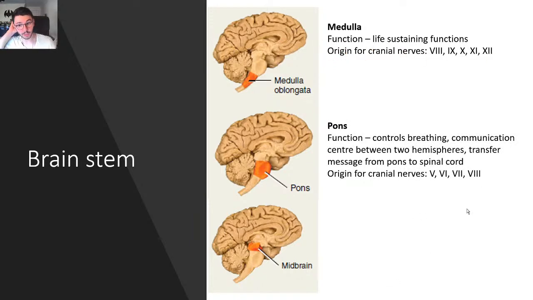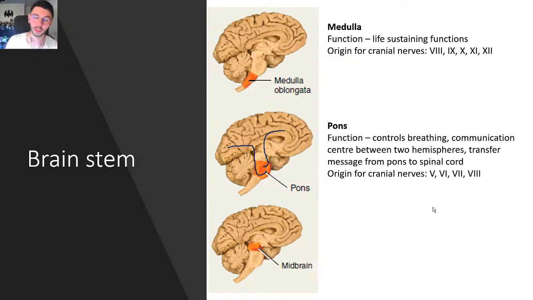Pons. So pons, once again, it's very similar. You have pontine nuclei which relay functions and they help communication between the two hemispheres. So if you can imagine, you'll have a signal like this that goes through here, gets relayed, and goes to the other half. So it also helps control breathing.